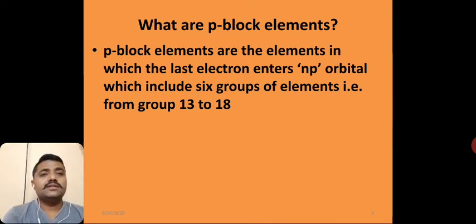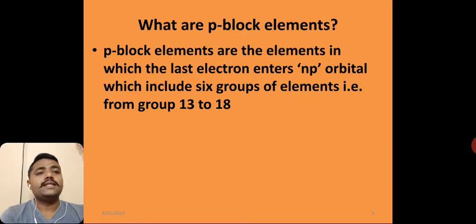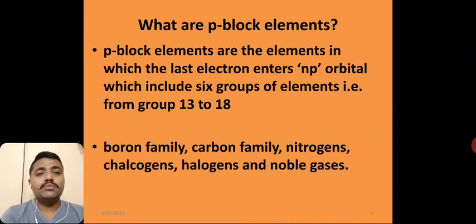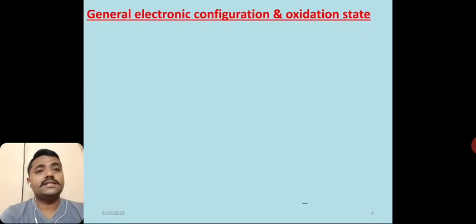And these p block elements start from the 13th group element to the 18th group element. The 13th group elements are known as the boron family. The 14th group of elements is known as the carbon family. The 15th group is known as the nitrogen family. The 16th group of elements is known as the chalcogen family. The 17th group is known as the halogen family, and the 18th group is known as the noble gases. All of you know these elements, and we can discuss all of them here.